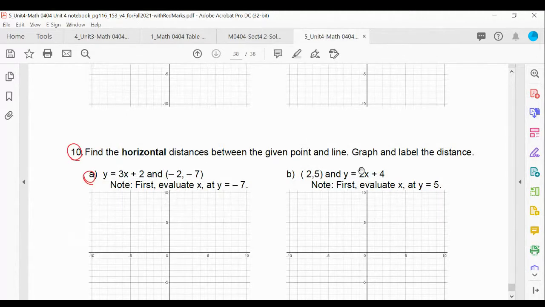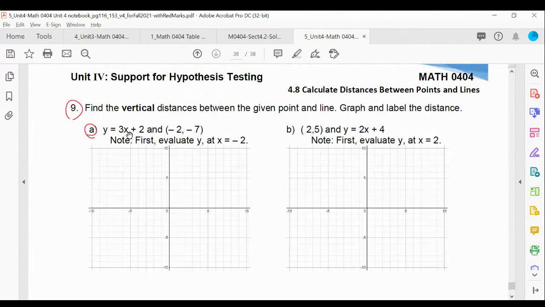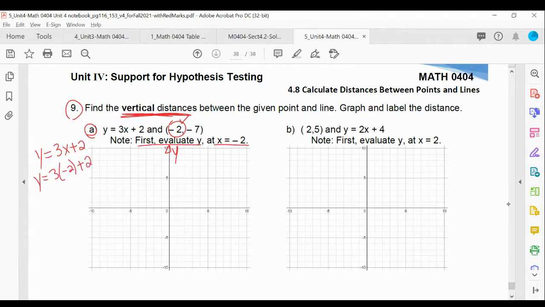So let's try 9a. Here we have y = 3x + 2, and the point (-2, -7). Let's first find the y value at x = -2, since we're finding the vertical distance. Let's write the equation on the side. Let's replace the x with parentheses and -2 and do the order of operations. 3 times -2 is -6. Let's add 2 and we get -6 plus 2 is -4.